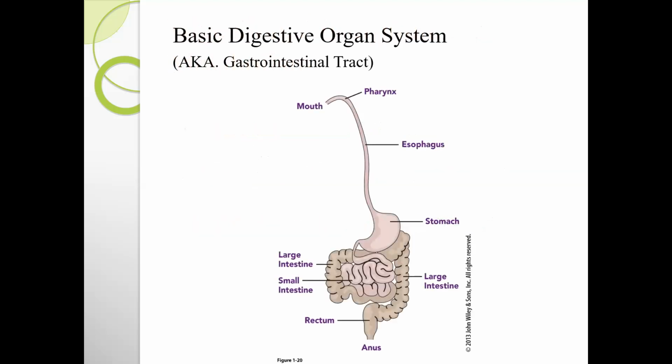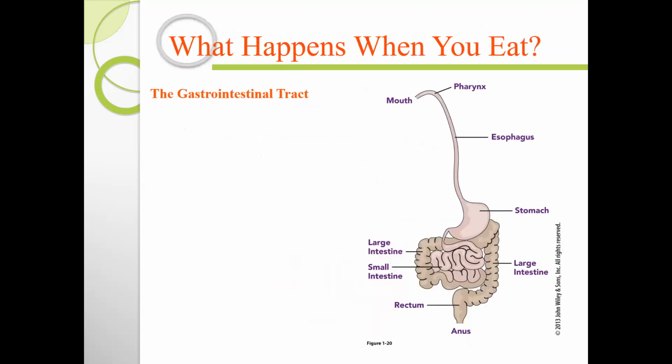So next we're going to talk about the basics of the digestive system and sort of what happens. This is not a physiology class, so we're not going to get into too many details, but I just want you to understand some basics. Obviously, it's starting in the mouth. You're putting the food in your mouth, you're chewing the food, which is breaking down the food.